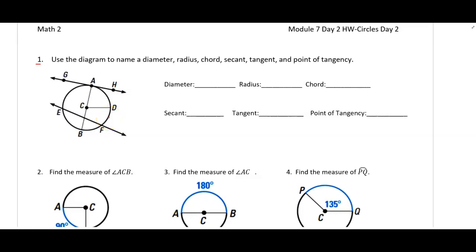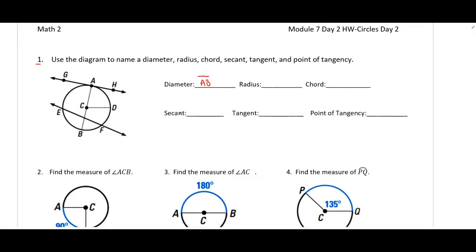So, Module 7, Day 2 homework starts off with vocabulary, and you're basically naming each of the following. So, when I look at a diameter, it is a segment whose endpoints are on the circle and goes through the center. If I look, AB would be the diameter, and we do have to name these correctly, so put the correct symbols above the letters.